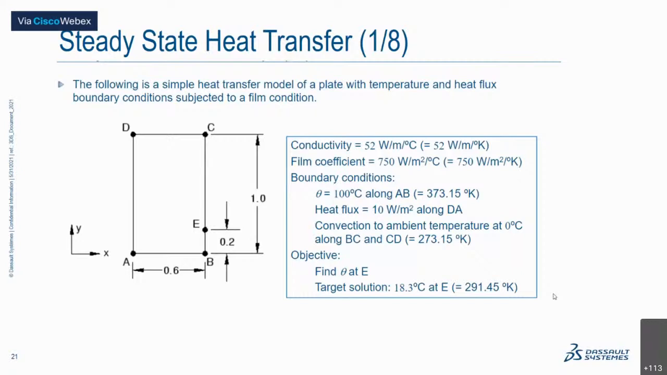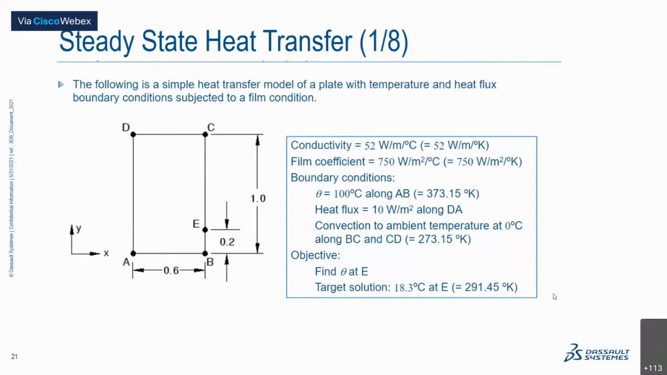And then you have a film coefficient value that we need to define, that is 750 watt per meter square degree Celsius. And we have a few boundary conditions, that is the temperature value along the face AB is to be maintained at 100 degrees Celsius. And the heat flux that is to be given along BA, that is 10. And since it's a positive value, it's heat flowing, free heat flowing into the system. So that will be the value along DA.